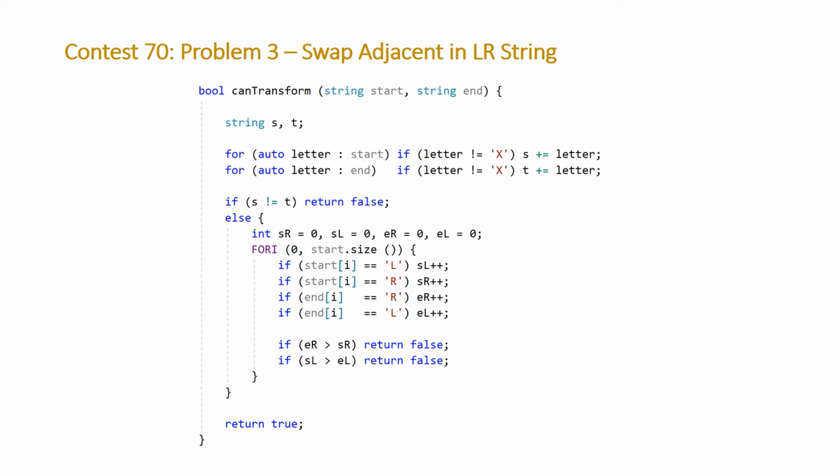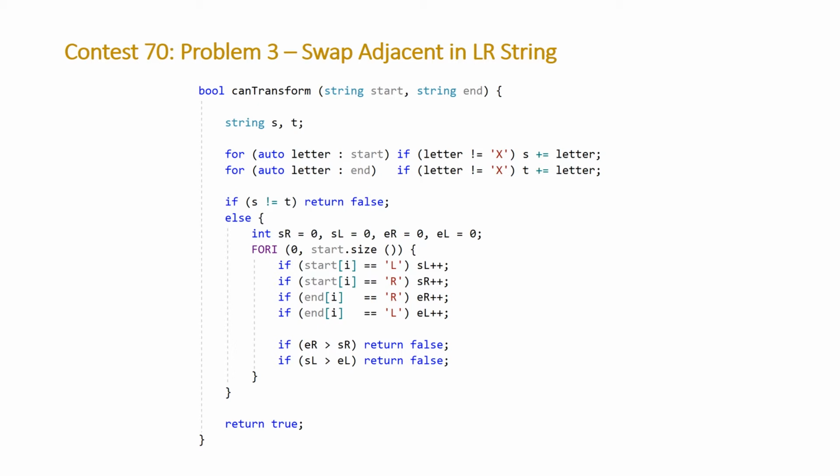So the first 4 lines of the algorithm are going to take care of the first half that we looked at in our examples. Basically here we're just constructing 2 temporary strings, s and t, and all we're doing is removing the x's from start and end. Then we end up with start and end reduced to just the r's and the l's. And if those 2 strings are not equal to each other, we will return false.